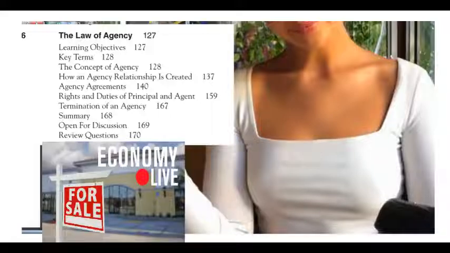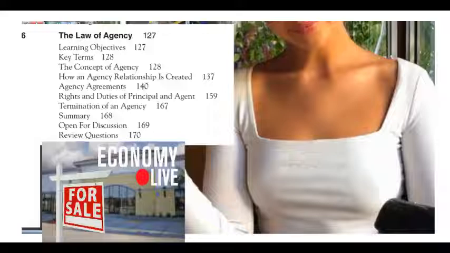Unit 6, The Law of Agency. Express Agreement. An express agreement is established by an act of the parties that both parties acknowledge. The agreement does not have to be in writing, unless either law requires a writing, or the agent is to perform an act on behalf of the principal that requires a writing.